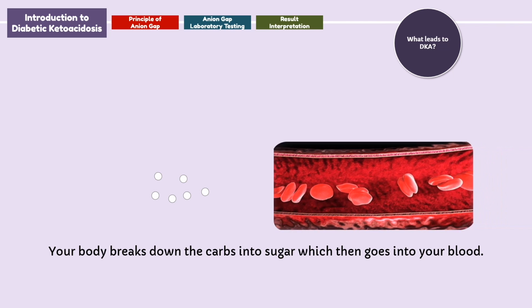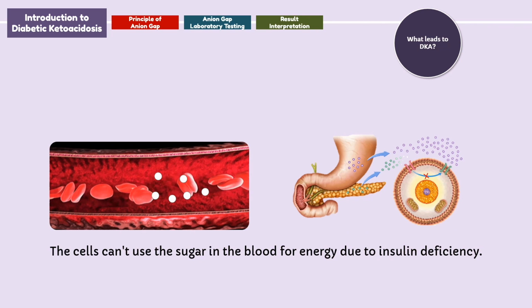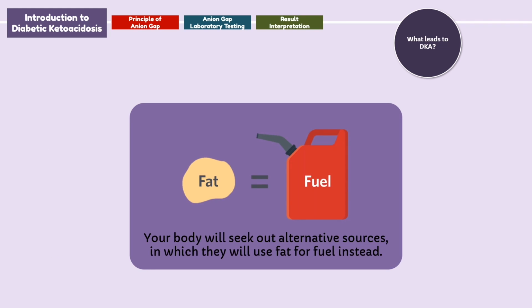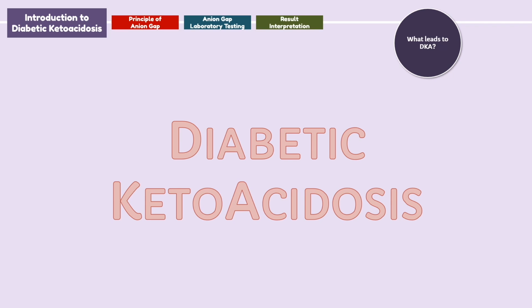Your body breaks down the carbs into sugar, which then goes into your blood. Unfortunately, the cells can't use the sugar in the blood for energy due to insulin deficiency. When this happens, your body will seek out alternative sources in which it will use fat for fuel instead. This can put your body in a state of diabetic ketoacidosis, also known as DKA.